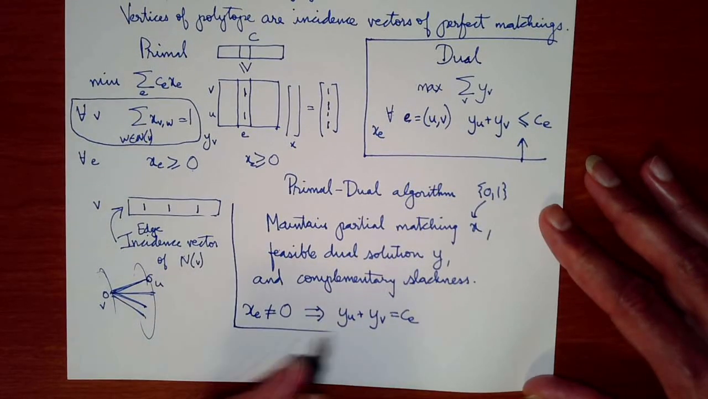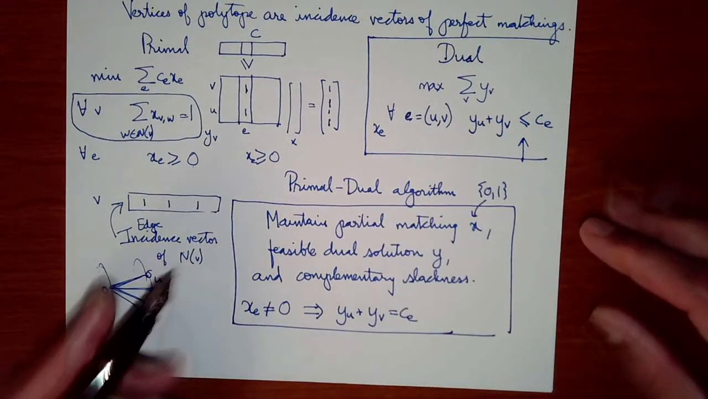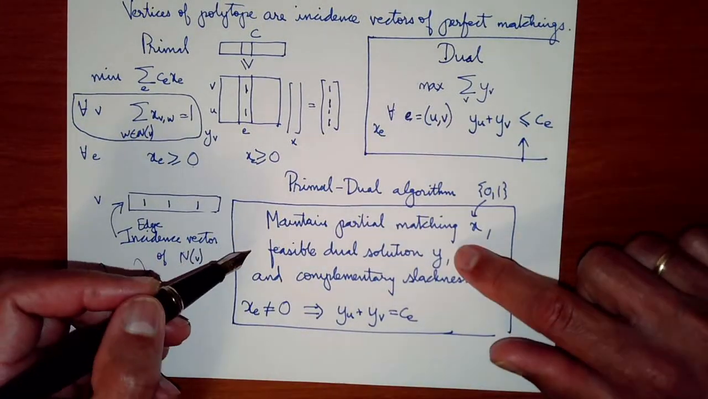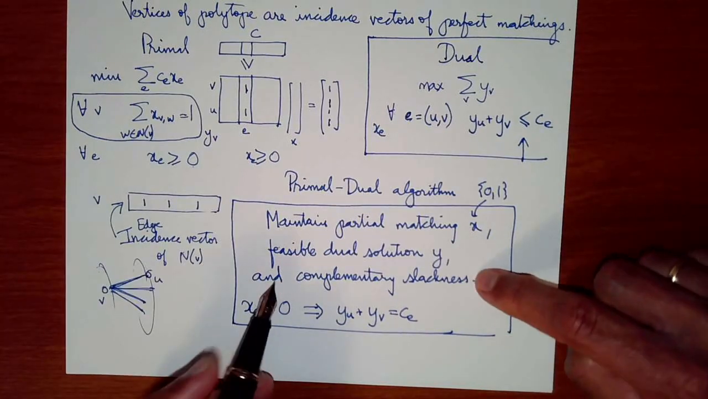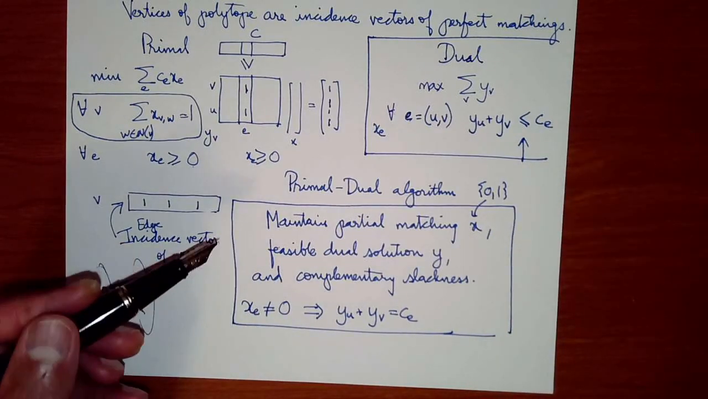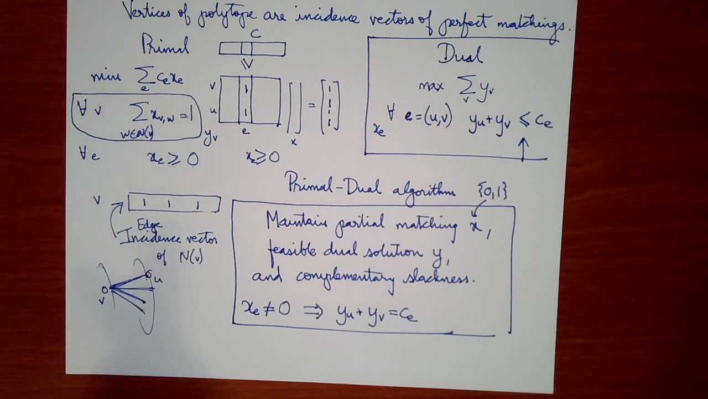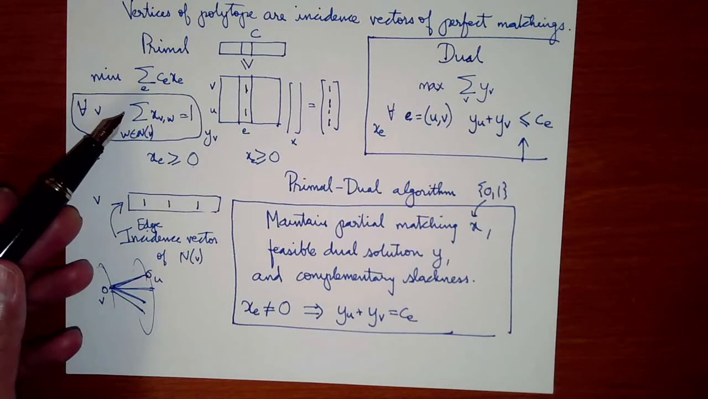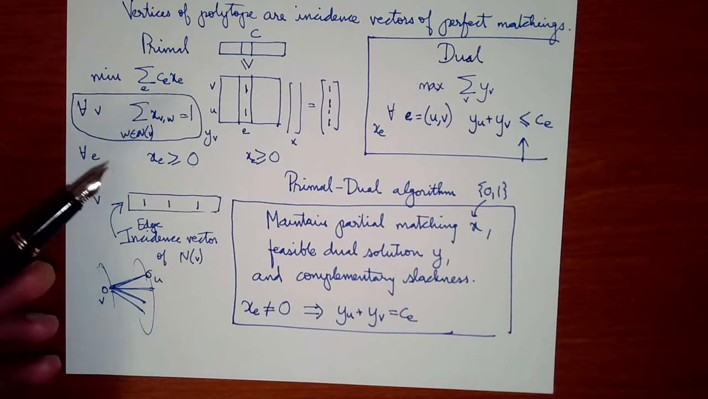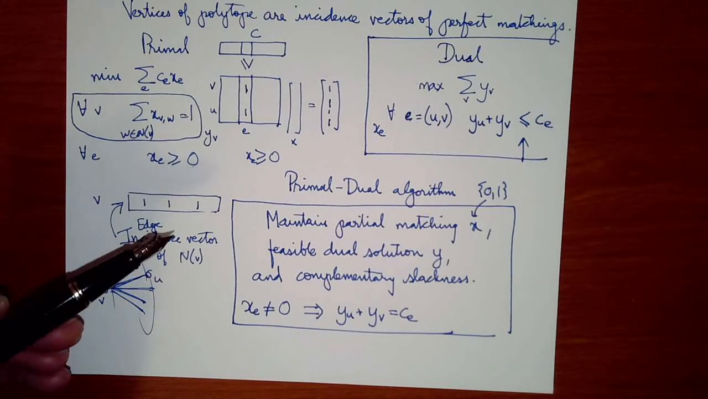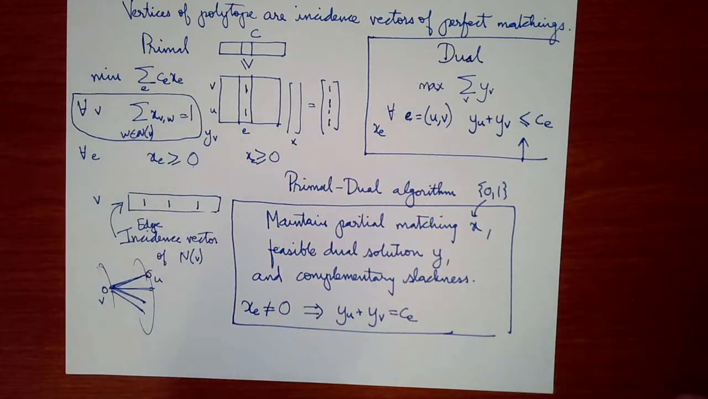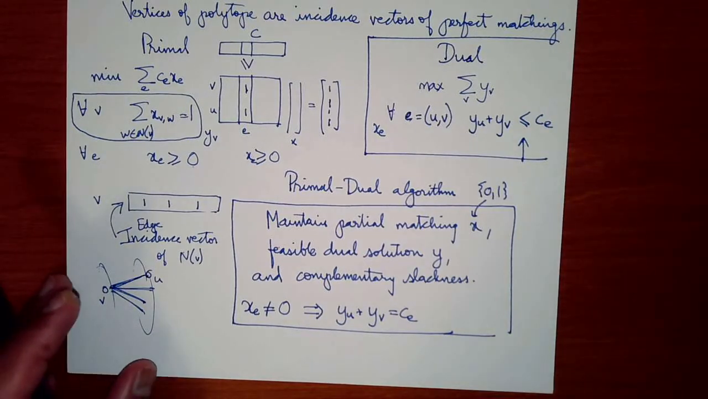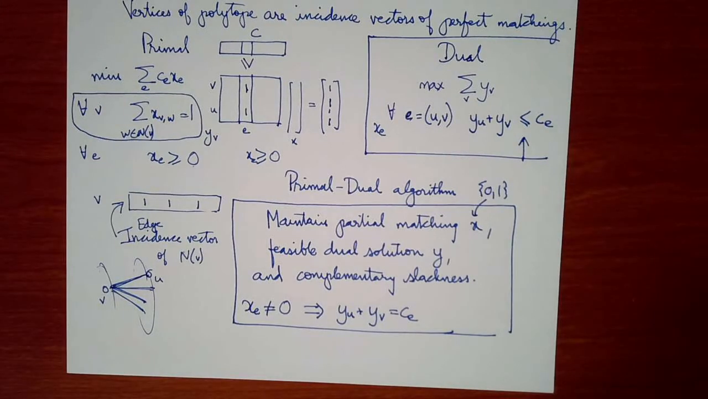So we are going to basically maintain the partial matching, maintain a feasible dual, and always keep complementary slackness. And when we finally get a perfect matching, we automatically have the optimal solution. This is because a perfect matching is primal feasible. And we know by the theorems that we've seen so far that when you have a primal feasible point and a dual feasible point that satisfy complementary slackness, then both of them are optimal. Okay, this is the way it's going to work. Any questions?